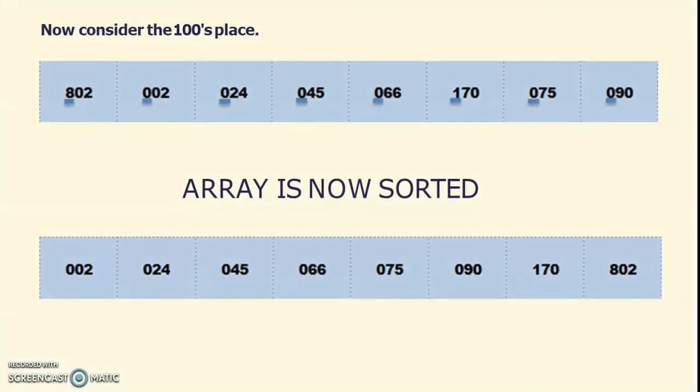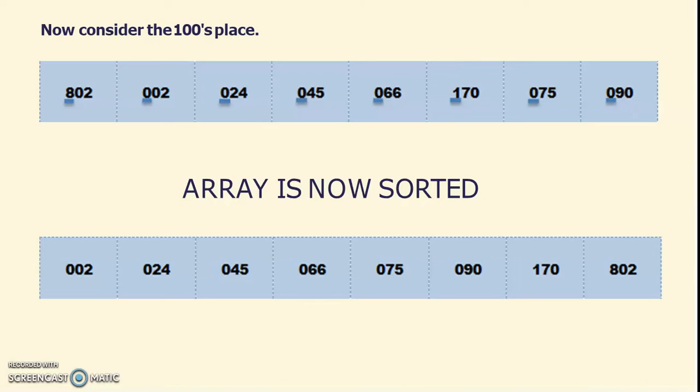So now, after the tens place, let's consider the hundreds place. The hundreds place of 802 is 8, of 2 is 0, of 24 is 0, of 45 is 0, of 66 is 0, of 170 is 1, of 75 is 0, and of 90 is 0.